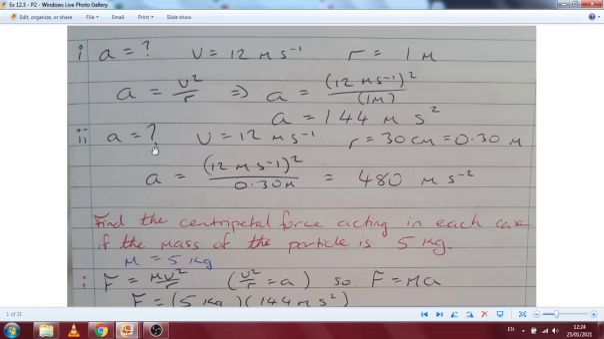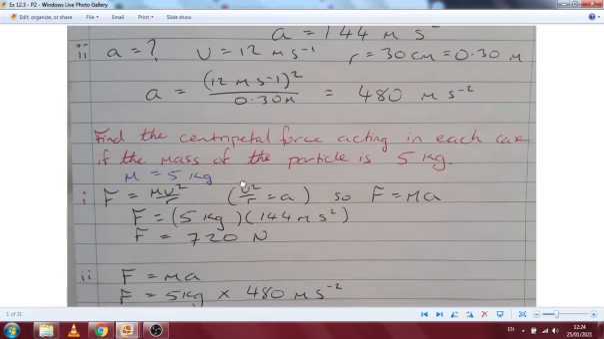In the second one, we're again looking for acceleration. Our velocity is still 12 meters per second, but our radius is 30 centimeters. So that's switched to 0.30 meters. We sub in our values and we get 480 meters per second squared. So again, here you can see with the smaller radius, we get a much bigger answer.